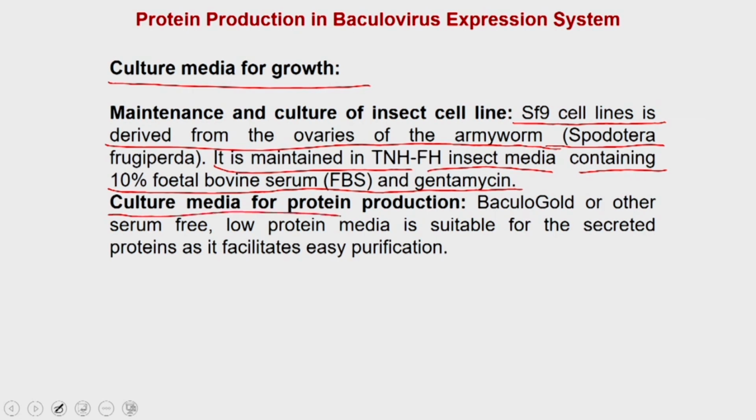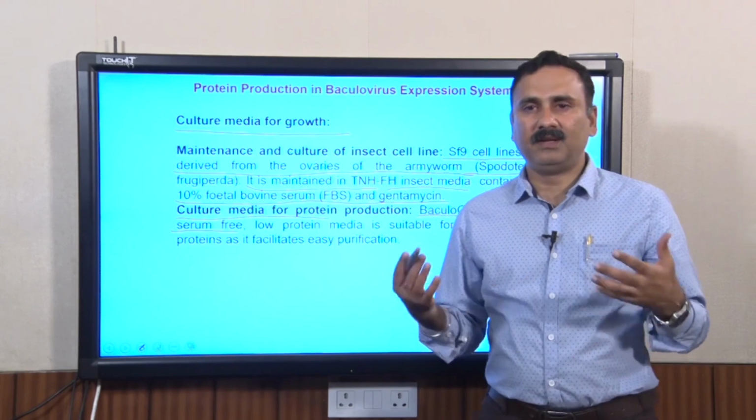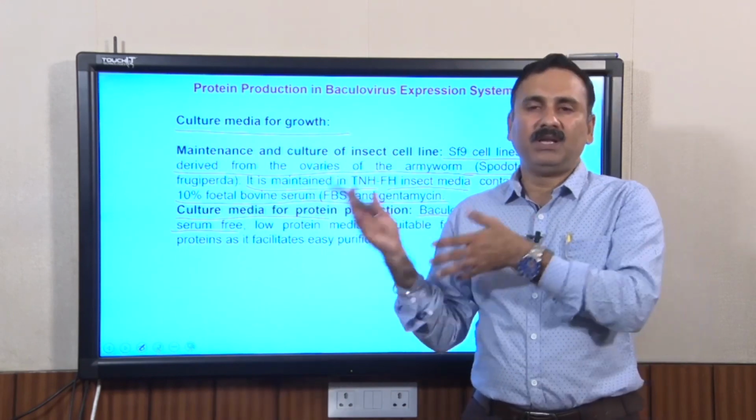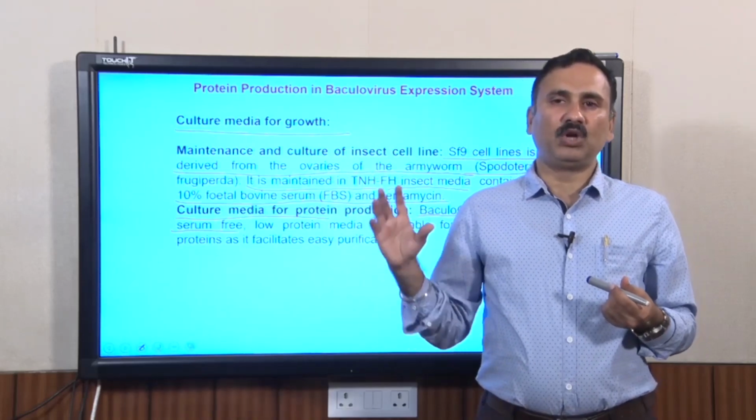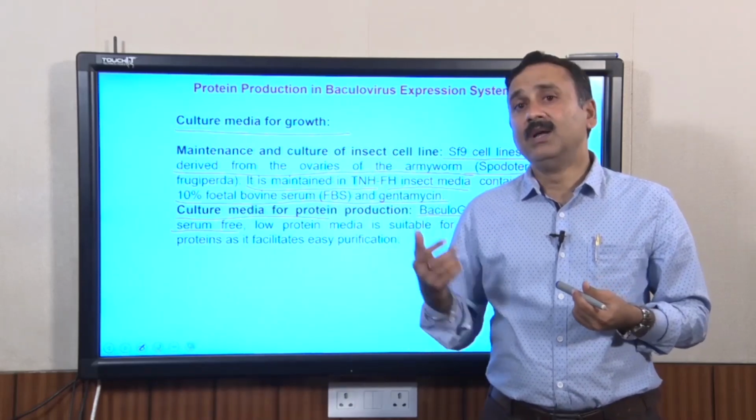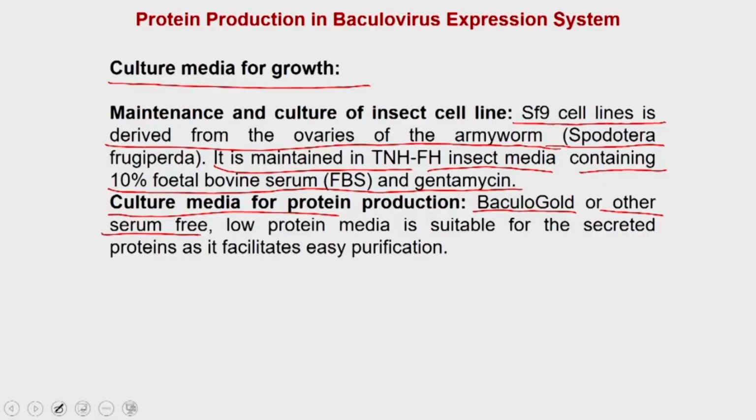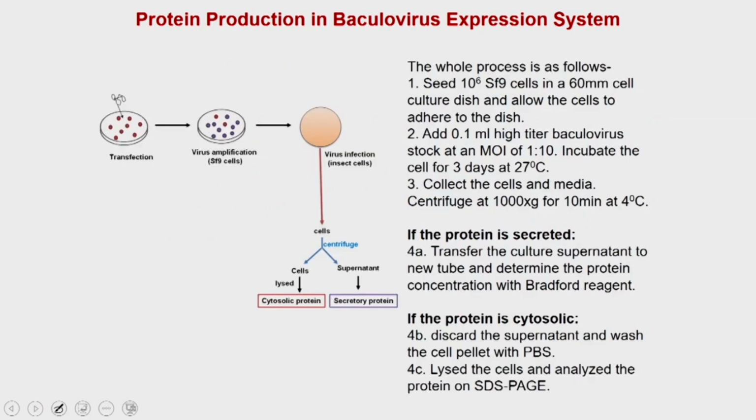For protein production, you can use either the Baculo Gold or other serum free media, because if you keep the serum in the protein production media, and if the protein is secretory in nature, you are going to have a high level of contamination from the serum protein itself. Low protein media is suitable for the secretory protein as it facilitates easy purification. Now, let us see what are the different steps we have. So, the whole process of protein production is as such.